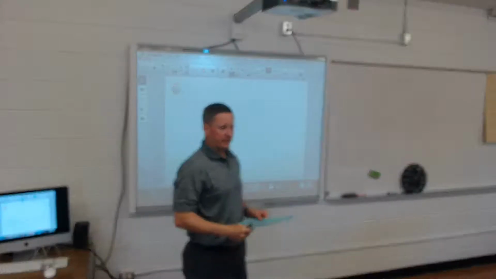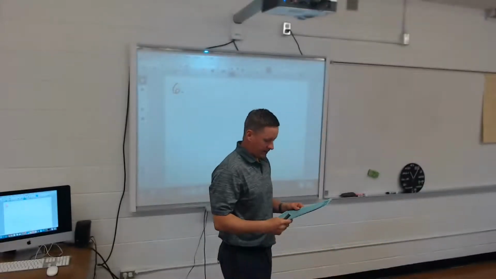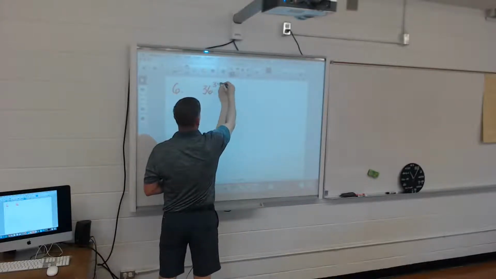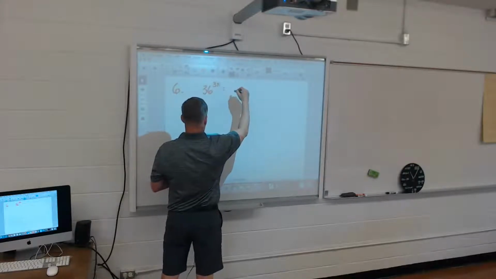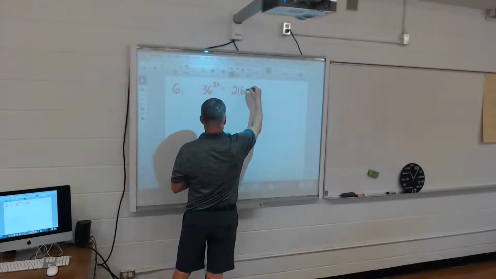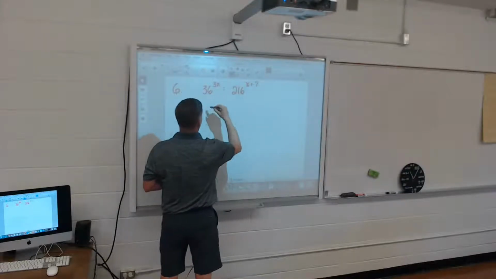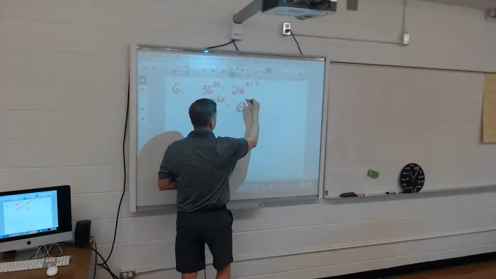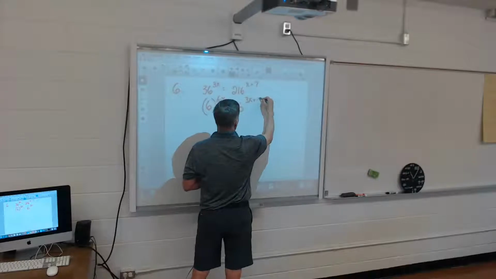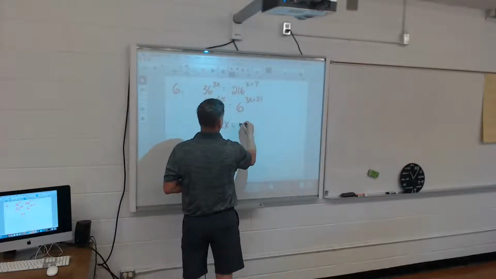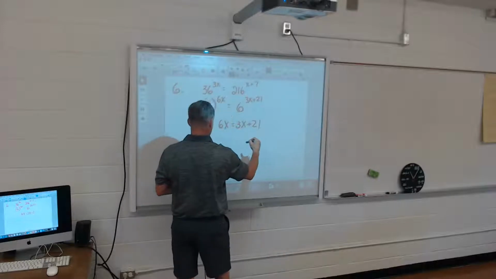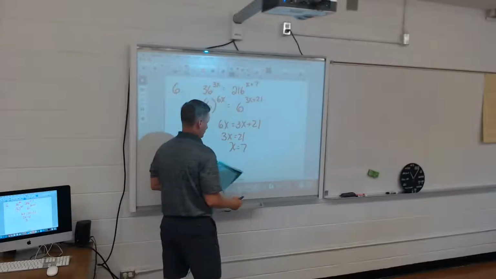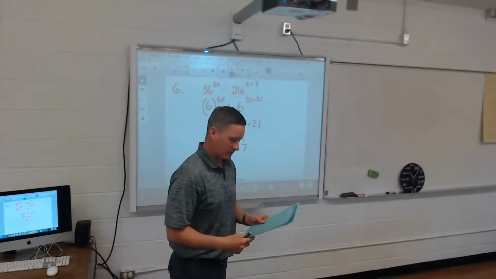I'll go through it relatively quickly, so if you have questions that you want to ask, you can ask. So I've got 36^(3x) equals 216^(x+7). So that's 6 squared, or 6 to the 6x, equals 6 cubed. So that would be 3x plus 21. 6x equals 3x, add 21. 3x equals 21, x equals 7. So that's B.